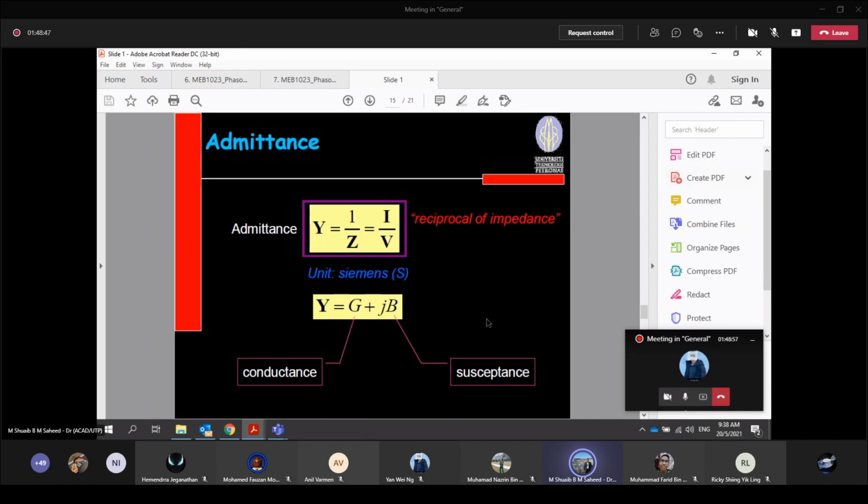Now you have so many names, right? Resistance, reactance, impedance. Remember, all of these are the opposition of the circuit to the flow of current. All three things, resistance, reactance, impedance, have the unit ohm. The reciprocals will be conductance, susceptance, admittance.